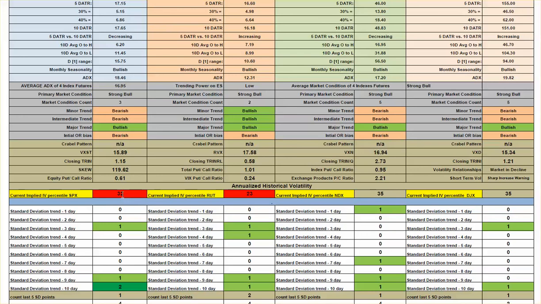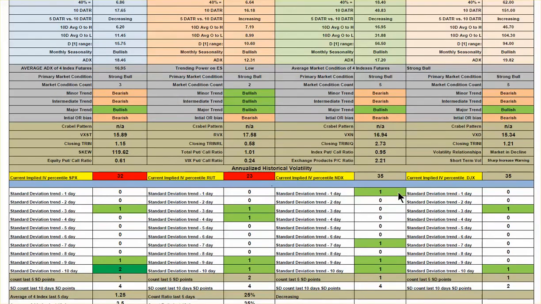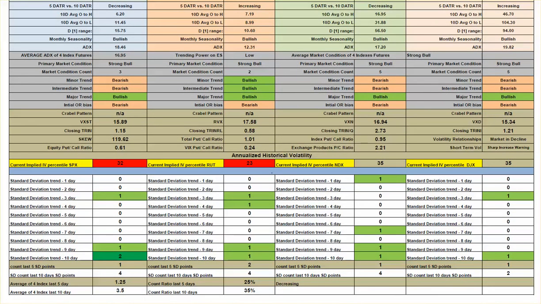Implied IVs did push up a little bit, but they're still very low, and they're all below 35, and certainly not even at the middle point of what normal would be for the last 52 weeks. So very hard to get terribly excited about any of that.